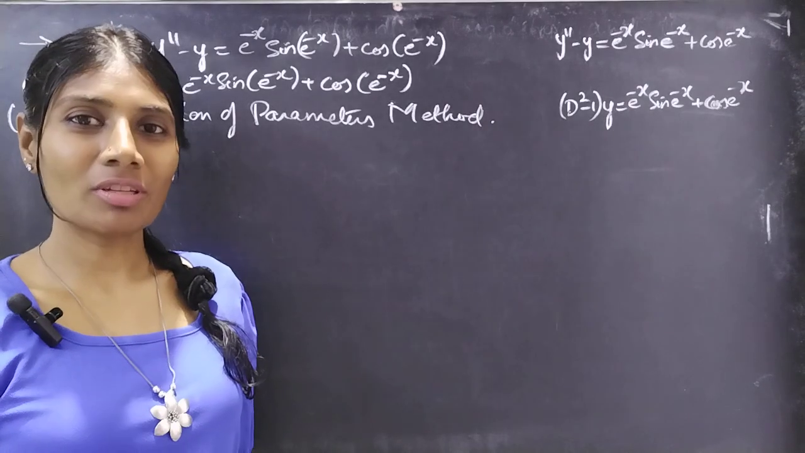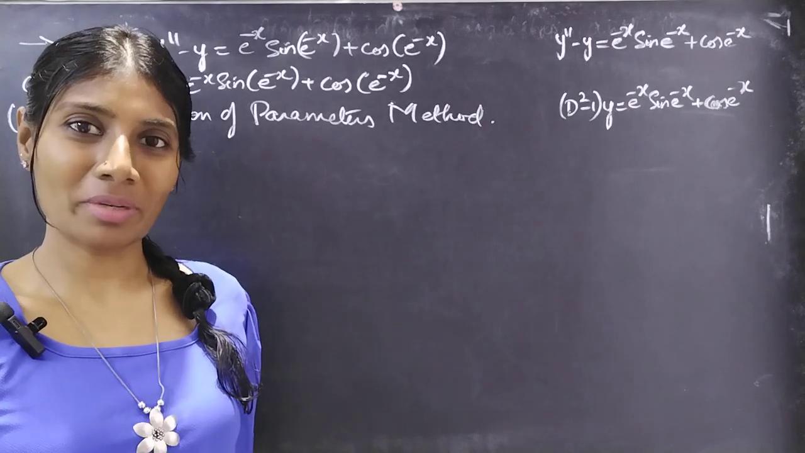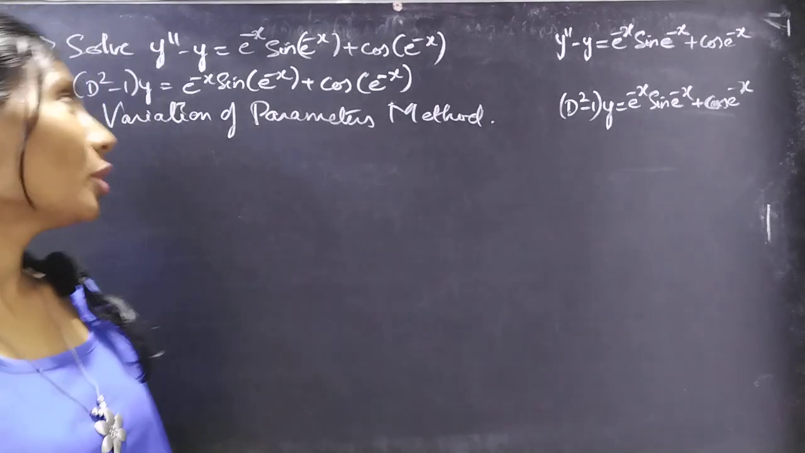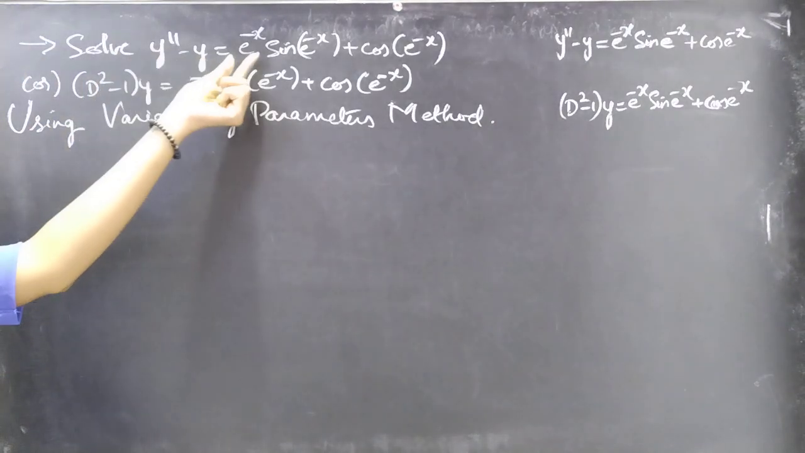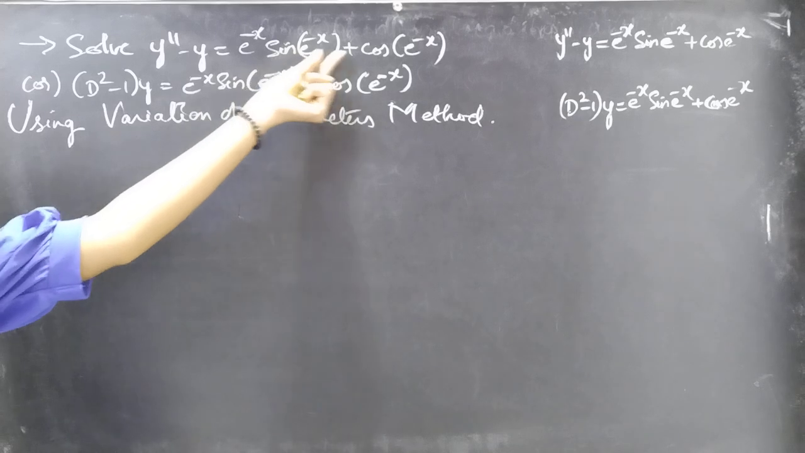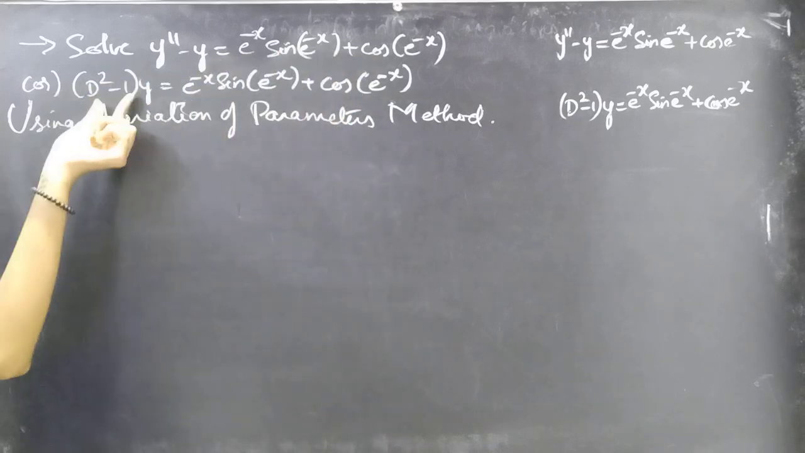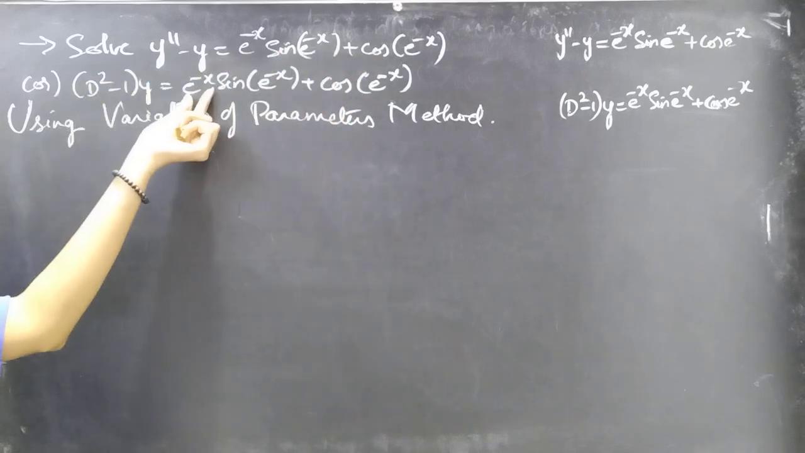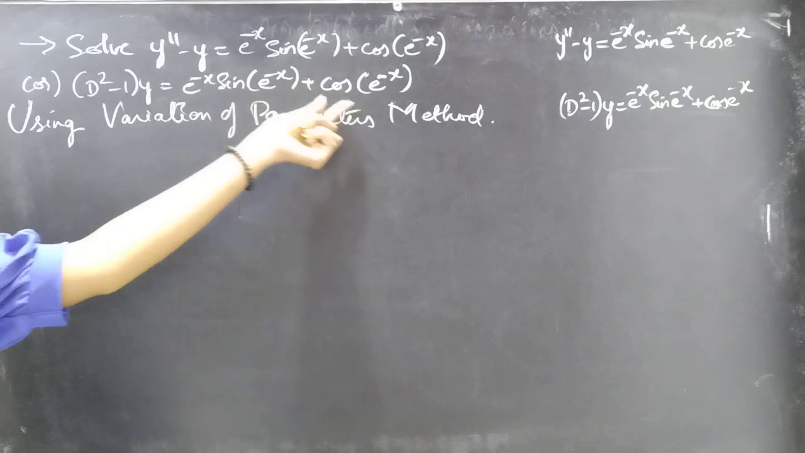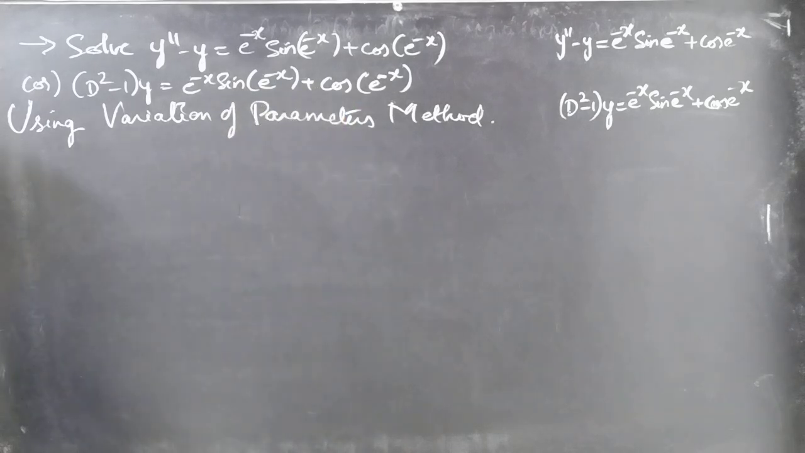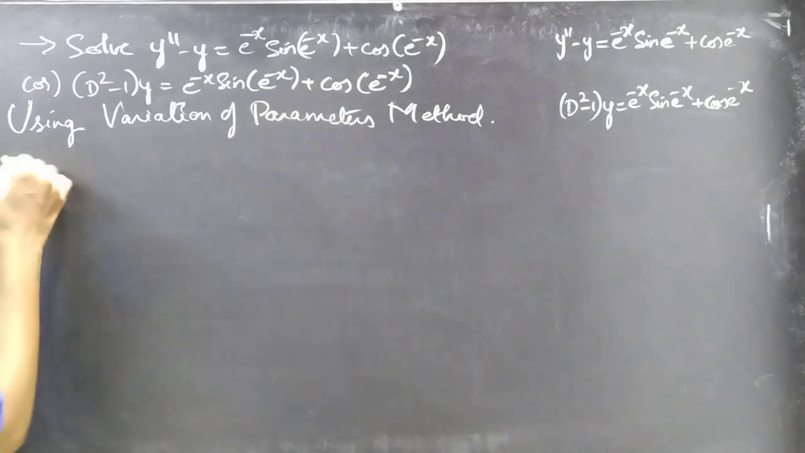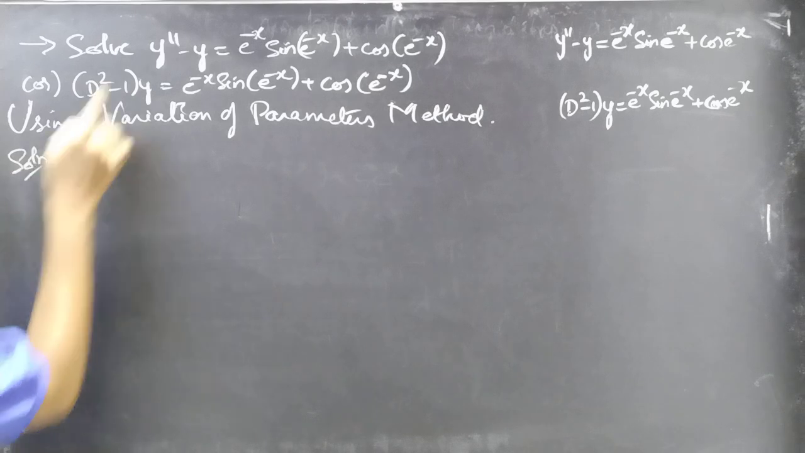In this video, we're going to solve a differential equation using variation of parameters method. So let's get going. Problem: solve y'' minus y equal to e^(-x) sin(e^(-x)) plus cos(e^(-x)), or (D² minus 1) y equal to e^(-x) sin(e^(-x)) plus cos(e^(-x)), using variation of parameters method. So we are given a differential equation of order 2.